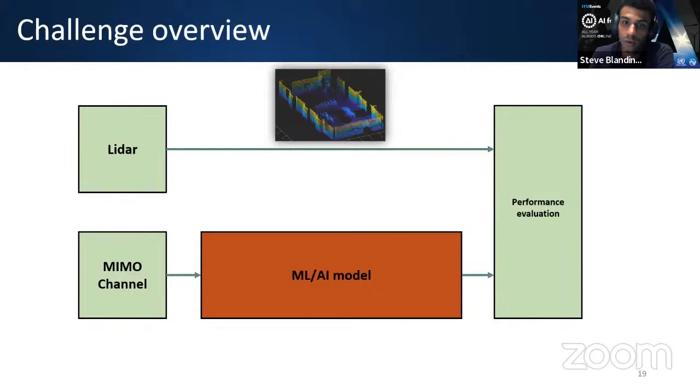So for training, or in general for understanding what the real depth map of the environment is, the ground truth, we will use LiDAR data. So we'll provide the MIMO channel as the input of the algorithm, and we expect a point cloud as an output that can be compared to the LiDAR measurement.